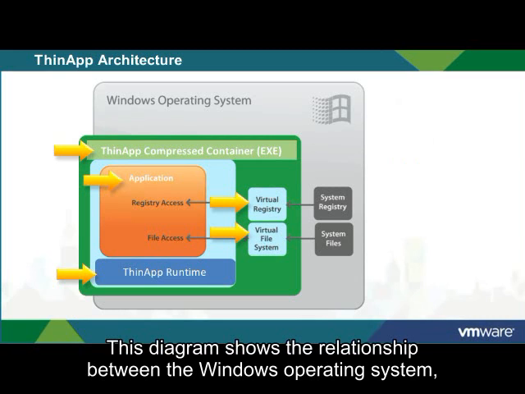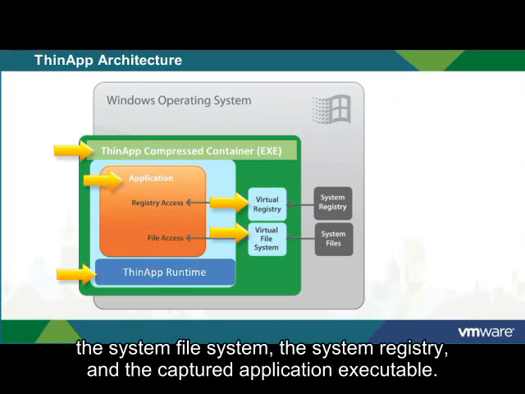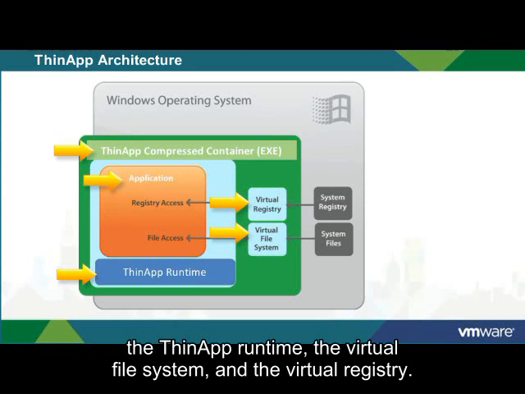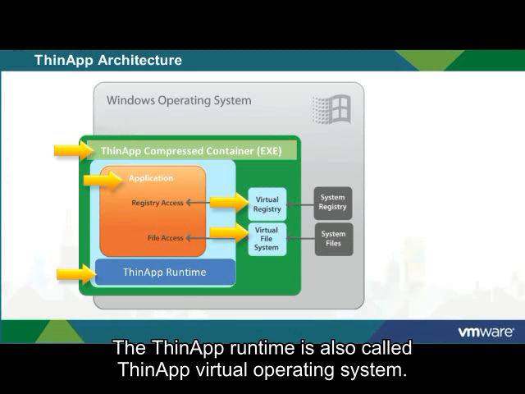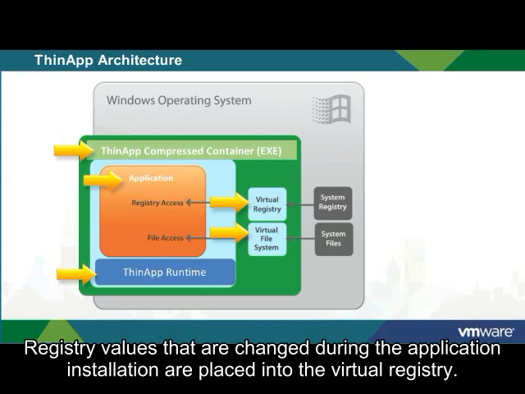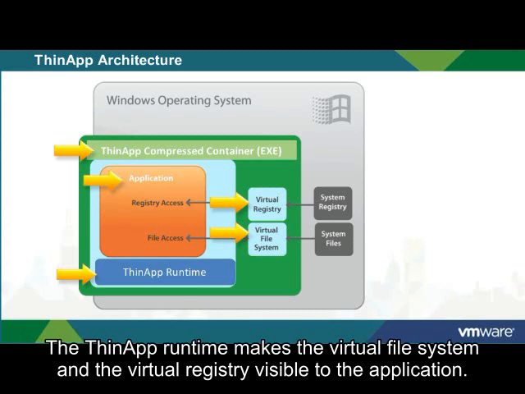This diagram shows the relationship between the Windows operating system, the system file system, the system registry, and the captured application executable. The virtual application, or captured application executable, has three components: the ThinApp runtime, the virtual file system, and the virtual registry. The ThinApp runtime is also called ThinApp Virtual Operating System. Files that are created during the capture of a virtual application are put into the virtual file system. Registry values that are changed during the application installation are placed into the virtual registry. The ThinApp runtime makes the virtual file system and the virtual registry visible to the application.